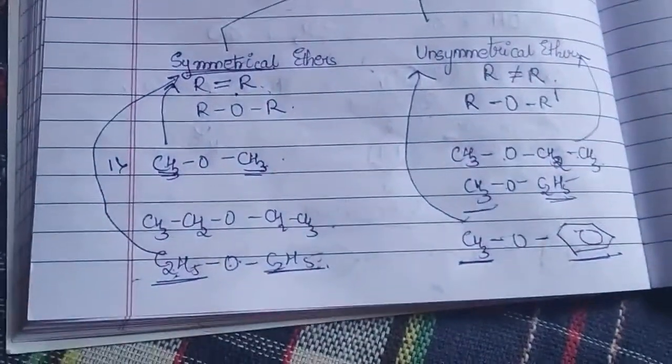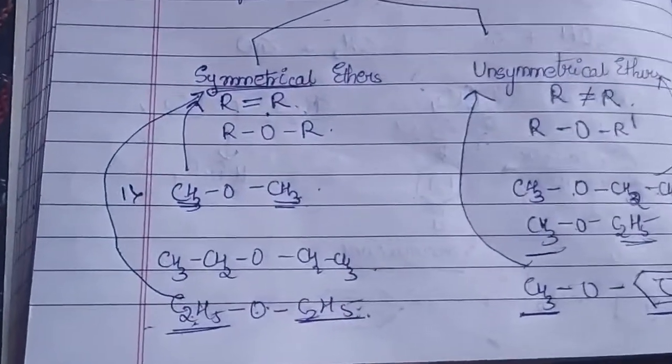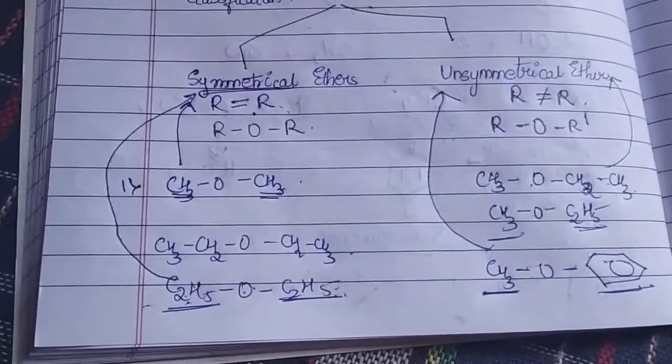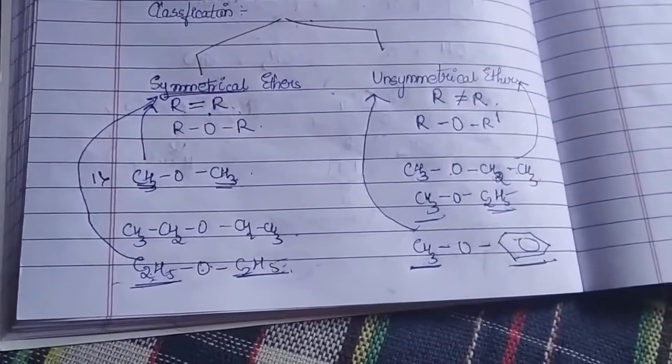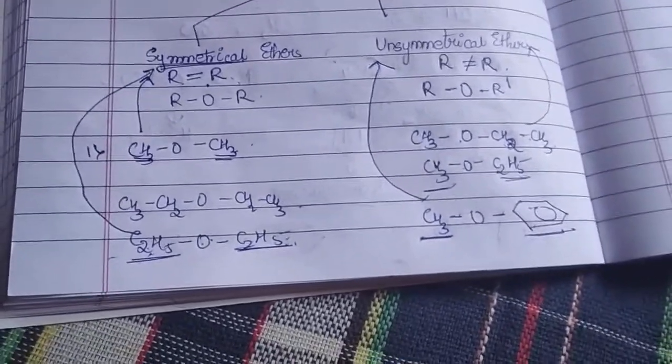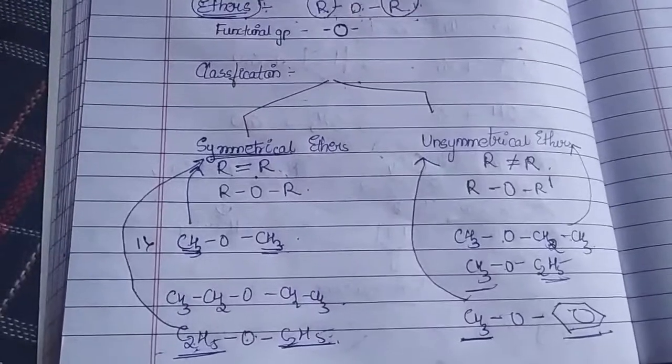Are you getting my point? So basically we saw that whenever we represent an ether, we generally write it as ROR. And for an organic compound to be called an ether, we know that it should have an oxy group present. Then we came to know about its classification.